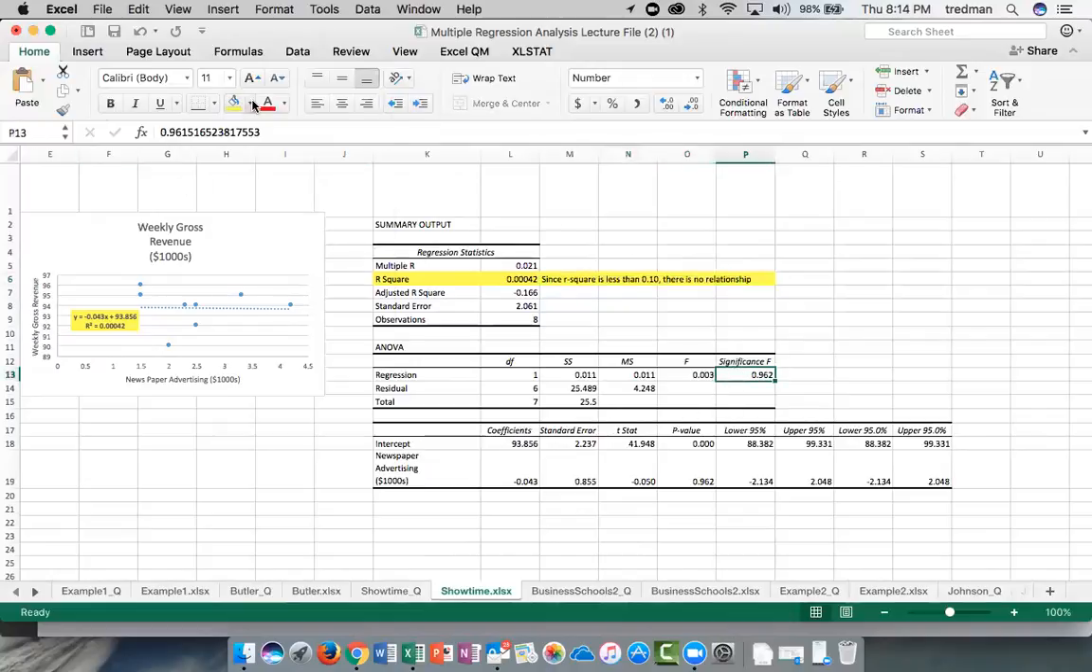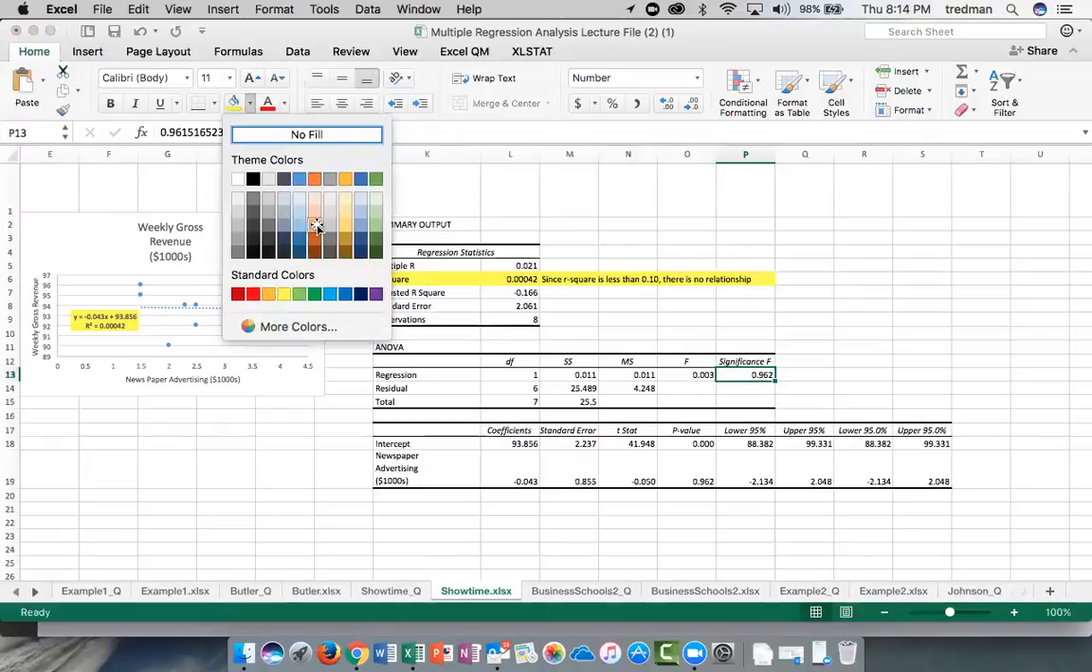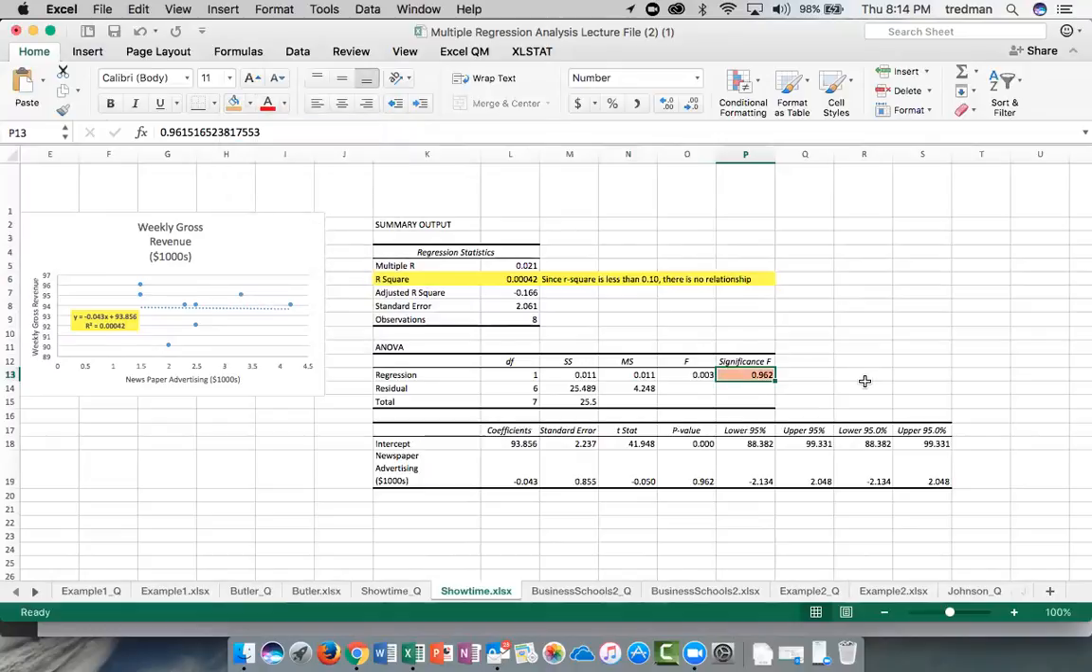Looking at the significance F, it is high. We would usually be doing a significance test against alpha equals 0.05. So this is high. This is greater than alpha, so we would not have a significant relationship.